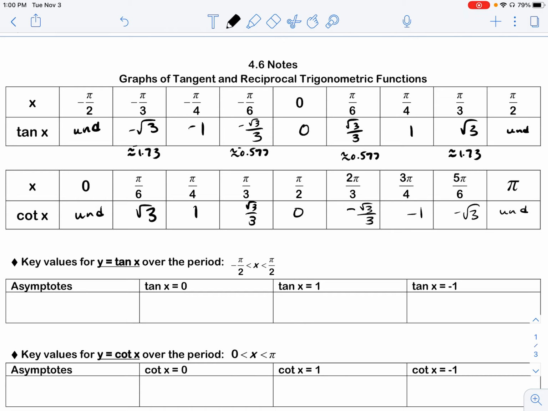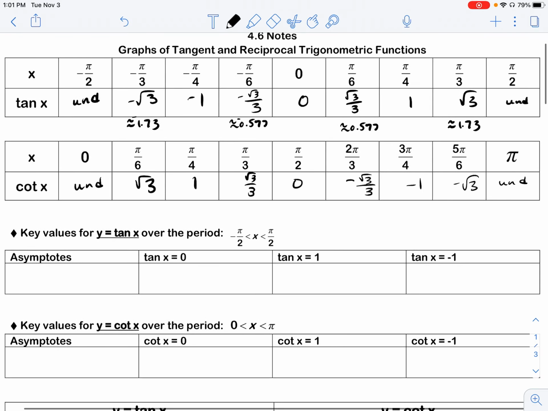A couple of other values that I just want to make sure you're aware of. We have negative root 3 and negative root 3 over 3, and then the opposites of those. I went ahead and wrote those approximate values down below because we're going to be graphing them, and not all of us know right off the bat what something like root 3 over 3 is equal to. I went ahead and did the same for cotangent.